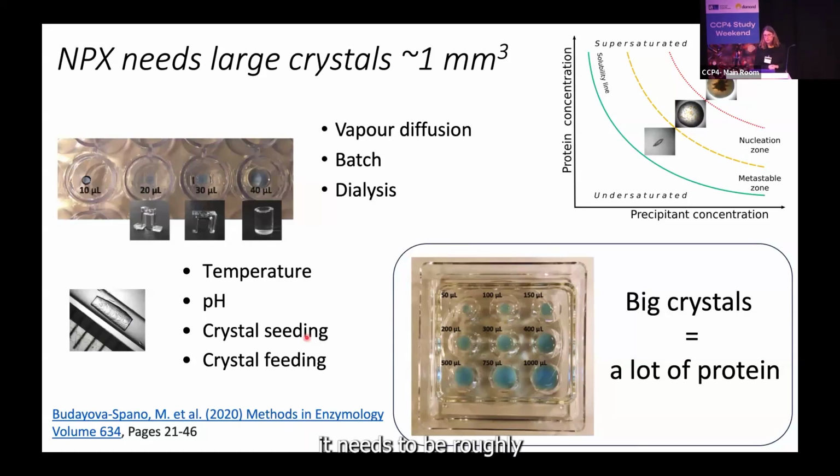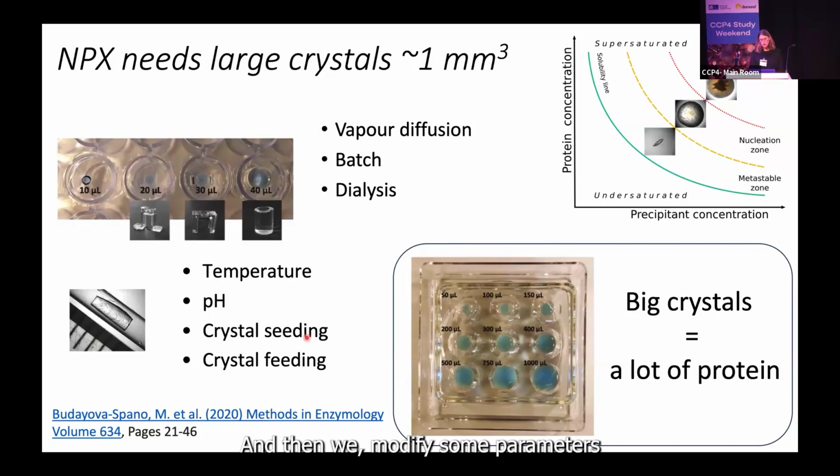And by that, we mean it needs to be roughly 1 millimeter cubed, which is big enough that you do not need a microscope to see them or mount them. There's no magic involved. We use really the methods that were standard in the 70s and 80s for X-rays before X-ray sources became so bright. Back in the day, people needed big crystals for X-ray crystallography. And we use very much the same approaches. Vapor diffusion is the most common, but there are also examples of batch, dialysis, and counter diffusion capillary crystallization.